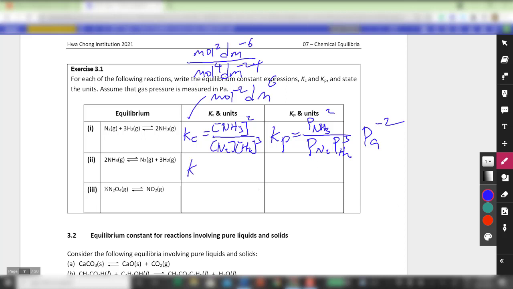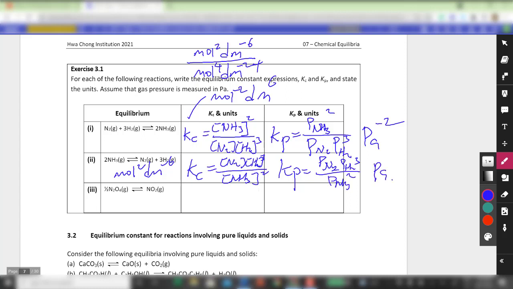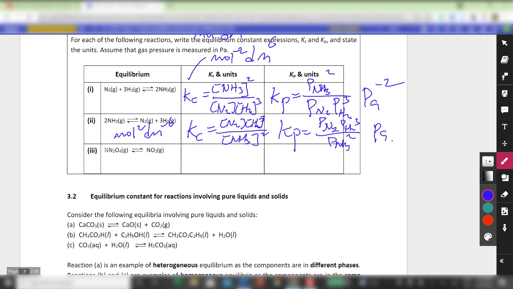In this case, the products will be N2 and then H2 to the power 3, over ammonia to the power 2. So the units will be mole squared dm minus 6. In terms of Kp, it will be the reverse as well: P of N2, P of H2 cubed, over P of ammonia squared. So the units will be Pa. And for part 3, same thing.